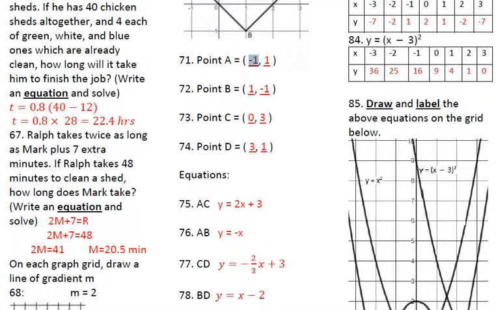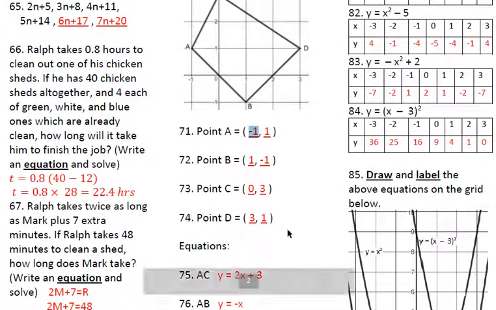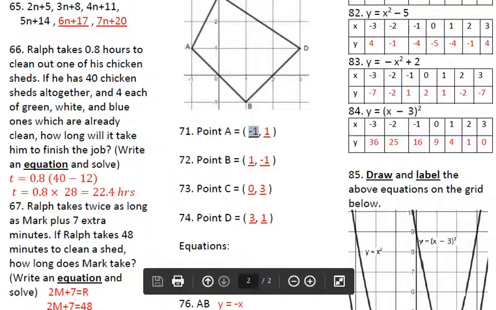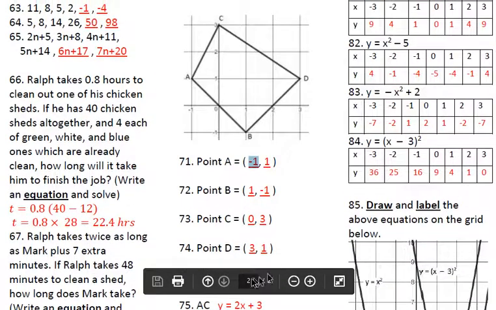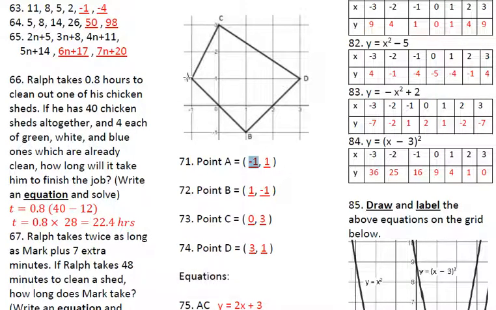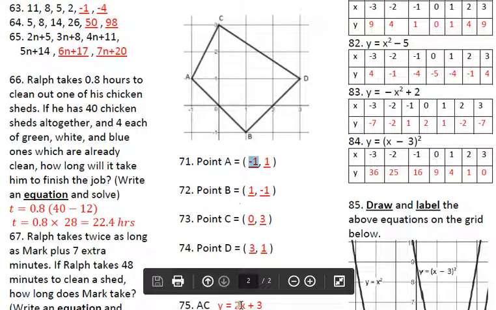Now, start with the gradient. If we start, we're looking at AC. So AC is that number 75 there. AC is this line here. Gradient, m value. Well, this is rise going up 2 and then across 1. So 2 over 1. But that actually simplifies to a 2, doesn't it? 2 divided by 1, 2 over 1 is just 2. So that's where we get this 2x from.